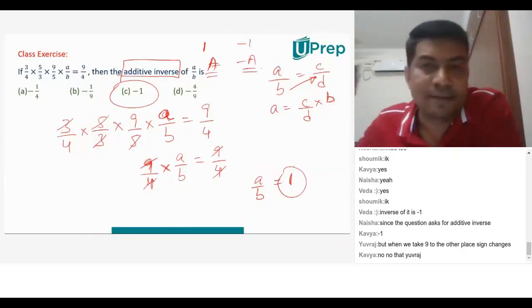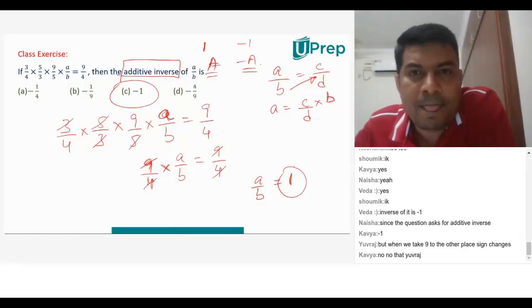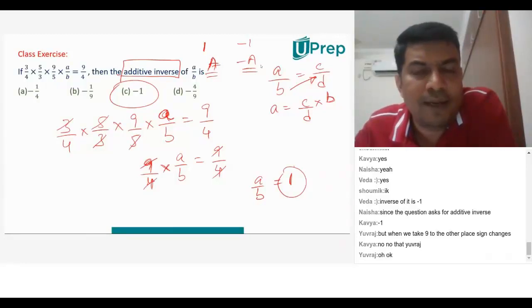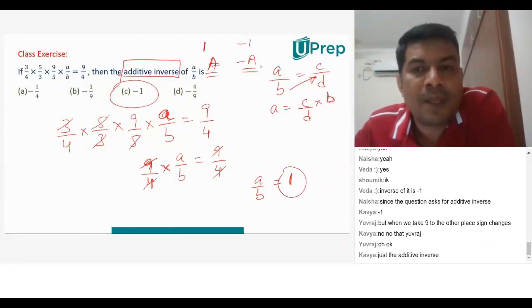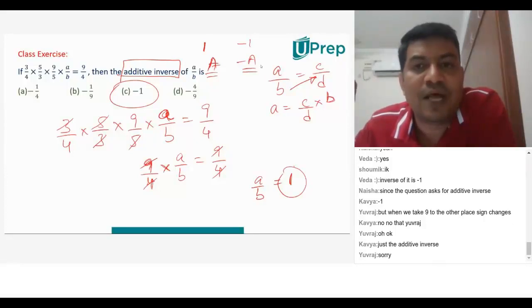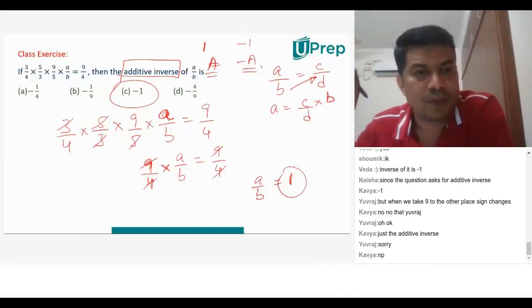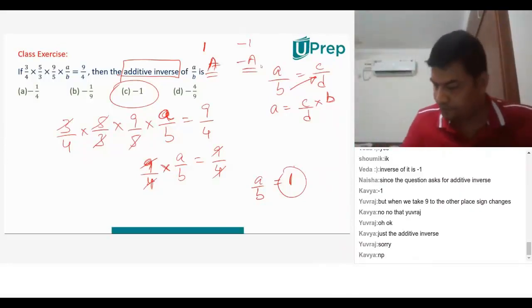Yes or no, Akshay? Yeah, I remember. Now got it? Yes, sir. You got A by B as 1. So the answer is, he's asking you the additive inverse of A by B. Therefore, it's -1. Okay? Good.